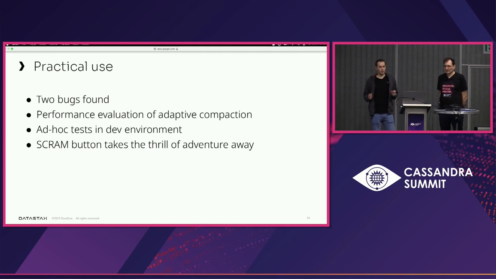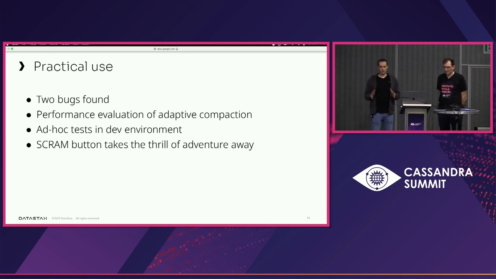We also use this shadow deployment for evaluation of compaction changes. There's been a talk about UCS. UCS has some further improvements that it needs, and so we're testing how these improvements perform under real life conditions. This is very valuable, and I encourage you to talk to Branimir about that.